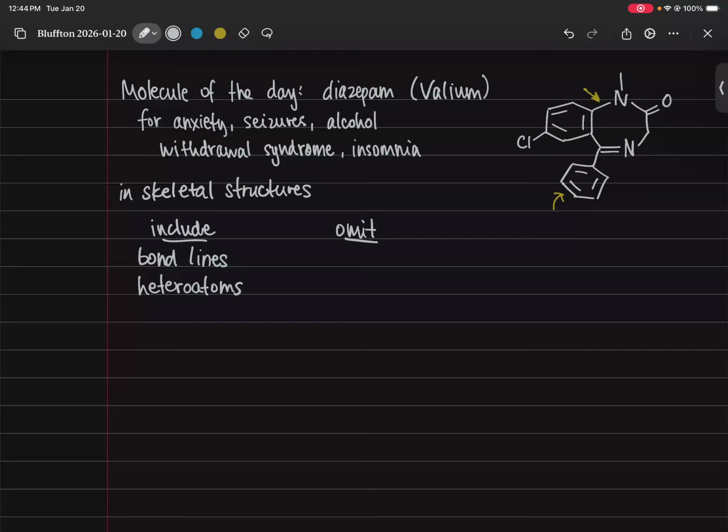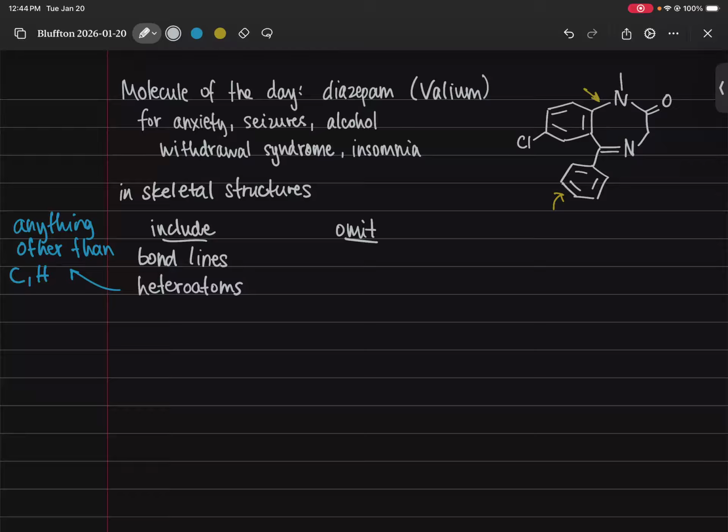We always draw heteroatoms. So heteroatoms are anything other than carbon or hydrogen. I don't think anybody has ever called carbon and hydrogen homoatoms, but you get the idea. Anything that's not a carbon or a hydrogen is a heteroatom, and all heteroatoms always have to be drawn in skeletal structures. So we have four of them here, one oxygen, two nitrogens, and a chlorine.